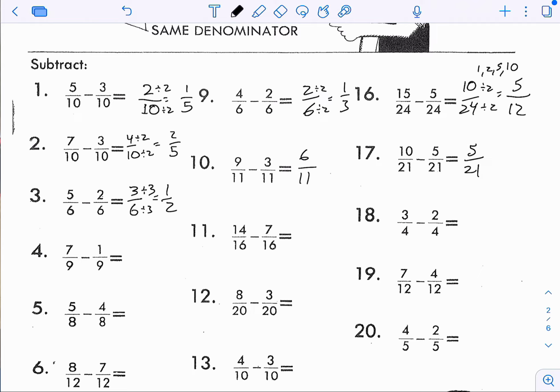Not sure what happened to my page here. It's a little out of line. 14 subtract 7 is 7 over 16. No common factors other than 1. 1/4 is in lowest terms. It's a 1 on the top. You know it's in lowest terms.